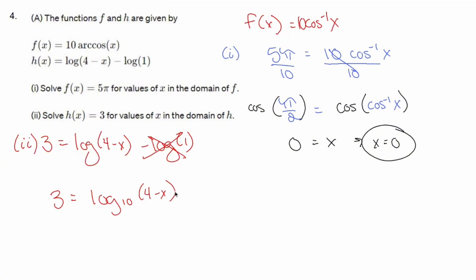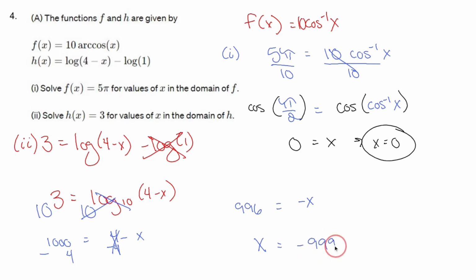I have to unlock the x. How? Well, you take the base 10 of both sides. And what that does is these guys cross out. You have 10 to the third, which is 1,000, equals 4 minus x. Subtract 4, and let me write it over here. Negative x equals 996, and if negative x equals positive 996, then positive x equals negative 996. That's an extra 9 that's not necessary.